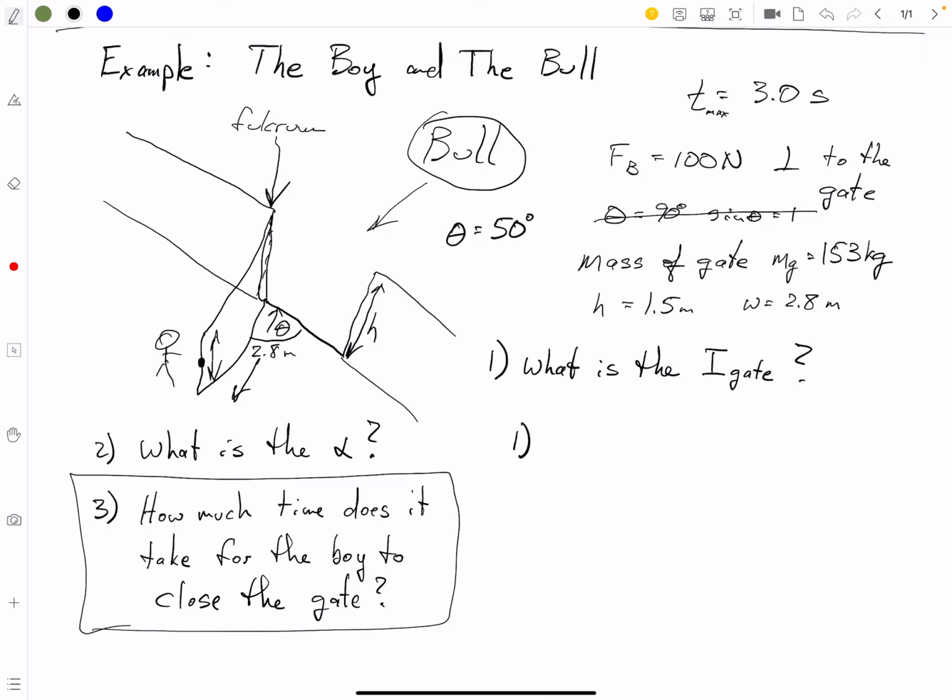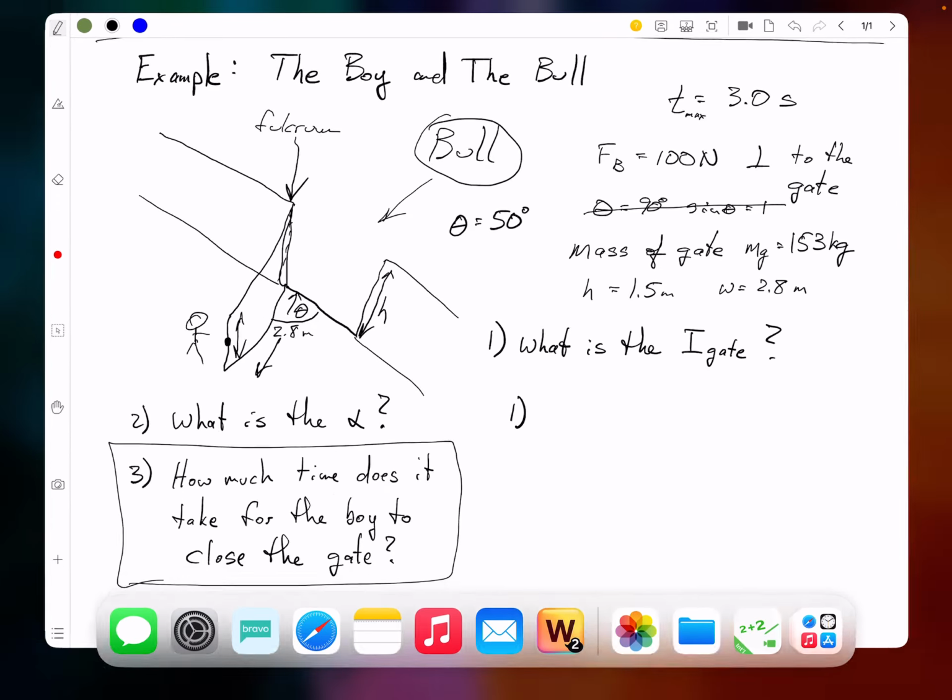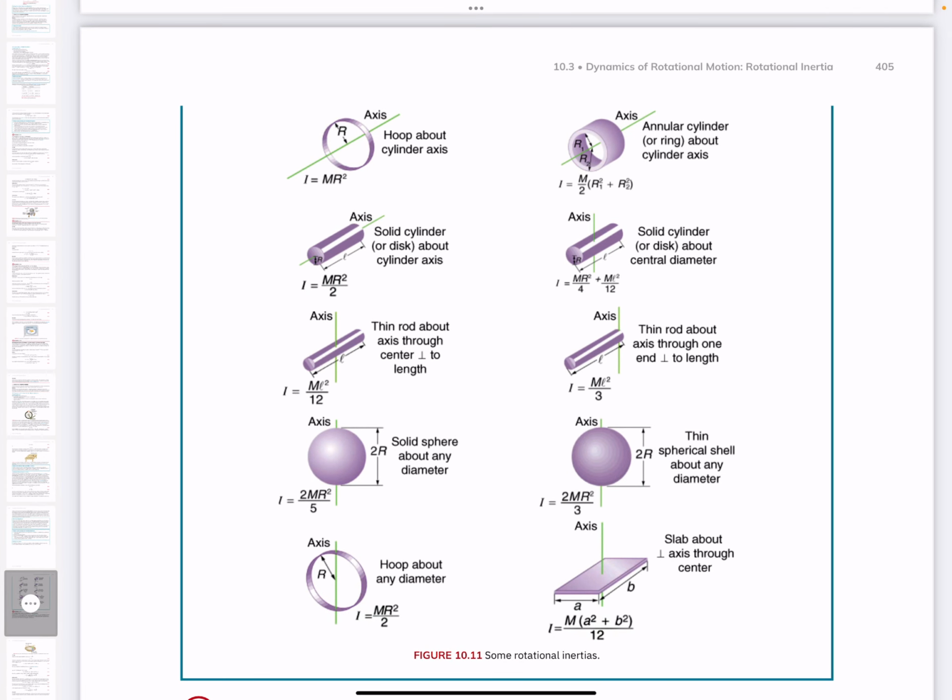So we want to use the moment of inertia, believe it or not, for a thin rod. So let's go back to our moment of inertia. And we want a thin rod, but where's the axis going to be? Okay, so the axis is going to be, it's on the right side, the third one down, because the axis is on one of the ends. So it's a thin rod axis through one end. Okay, so it's 1/3 ml squared.